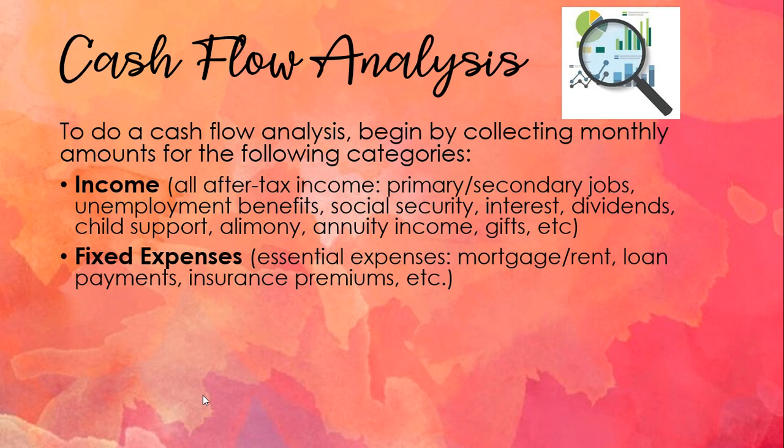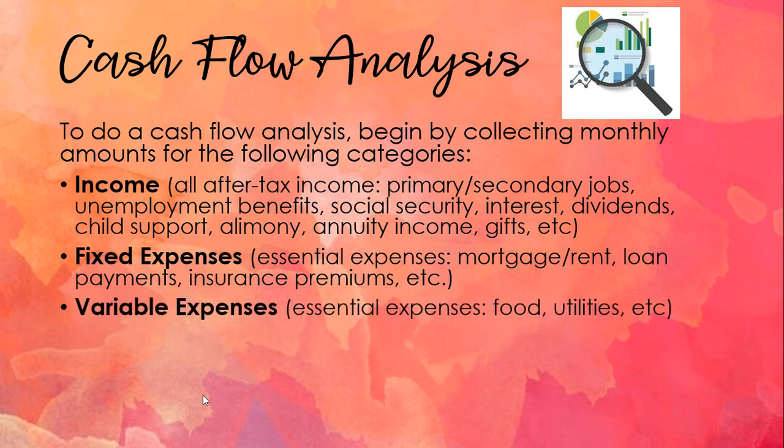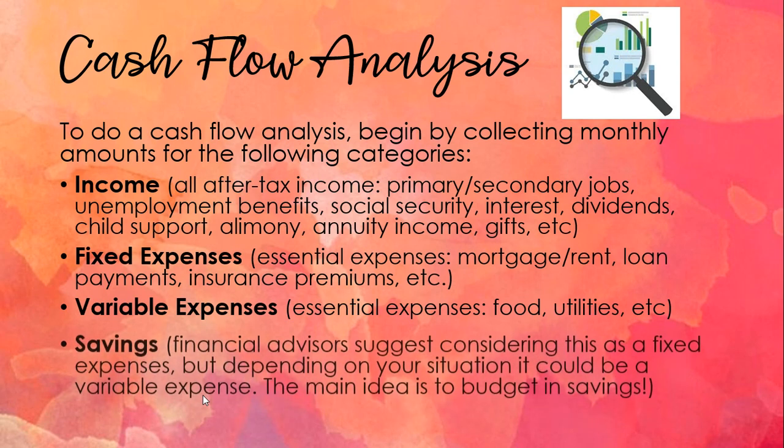Another category would be your fixed expenses. It's going to be your essential stuff, your mortgage or rent from month to month. Do you have any loans to repay? What about insurance? Things like that. You're also going to want to account for variable expenses, which is going to be like food, utilities, your cell phone bill, things like that. The things that vary from month to month, but are generally in a ballpark amount.